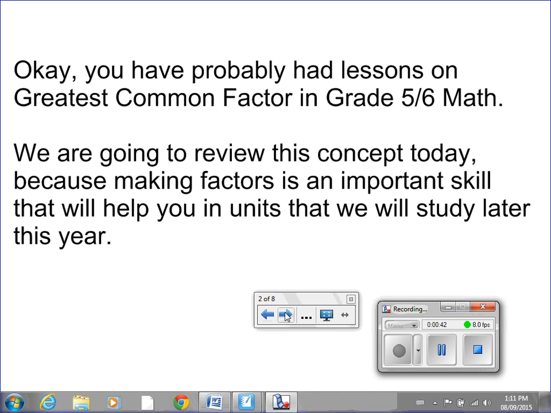You have probably had lessons on greatest common factor in grades 5 and 6 math. Again, we are going to review this concept today because making factors is an important skill that will help you in units that we will study later this year.